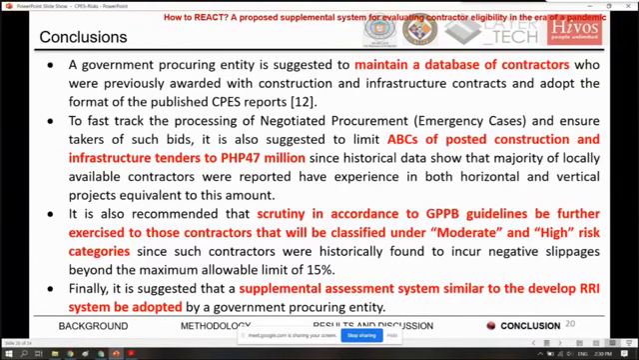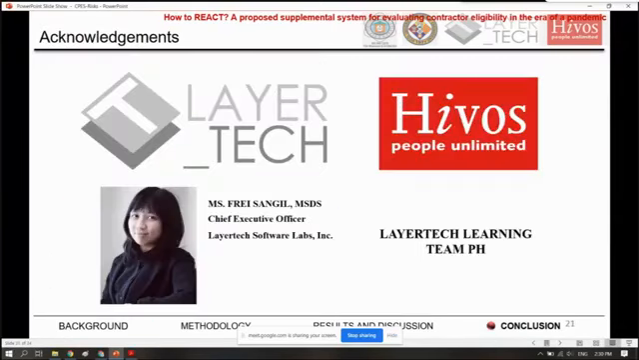Also, it is recommended that scrutiny in accordance to GPPB guidelines be further exercised on those contractors that will be classified under moderate and high risk. Why is that? Because we can see in the previous table that those who fall under moderate and high risk have an average of more than 15% negative slippage. And finally, it is suggested that a supplemental assessment system similar to the developed RRI system be adopted by a government procuring entity.